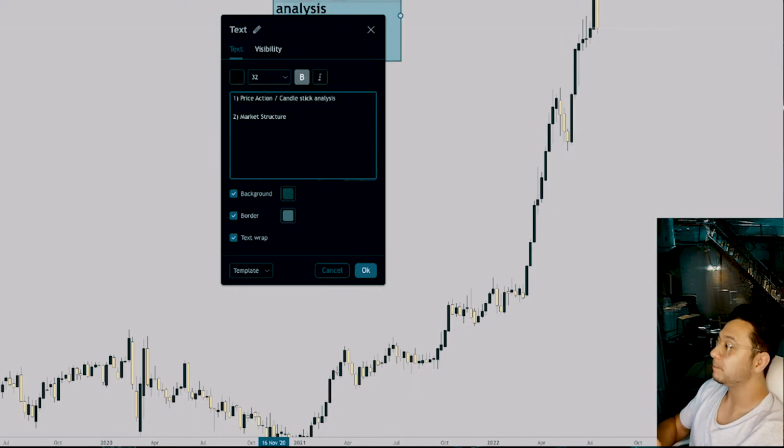All right, so market structure and price action are equally important. You need to have a strong understanding of both, knowing what higher highs and higher lows look like, knowing what break of structure looks like, and so on and so forth.